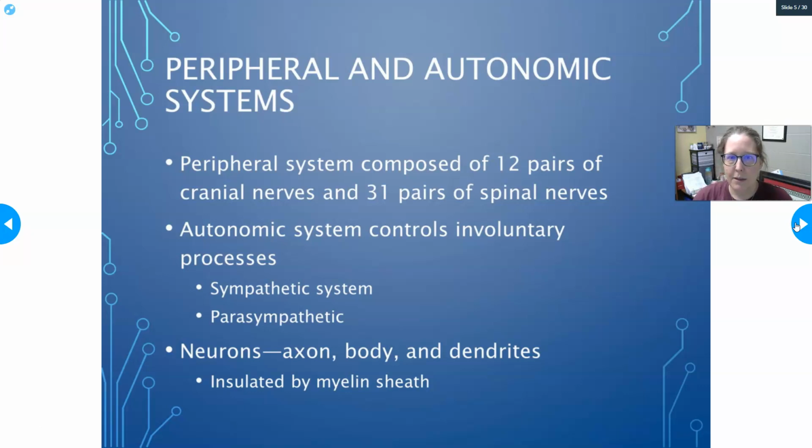So, a little bit about the peripheral and the autonomic nervous system. Again, the peripheral nervous system is composed of 12 pairs of cranial nerves and 31 pairs of spinal nerves. All of these come out from the central nervous system, again bringing information in and out of your body. The autonomic nervous system, as we mentioned already, controls your involuntary processes, but it can be further subdivided into sympathetic and parasympathetic. Within any body system, sympathetic and parasympathetic are always going to have opposite effects, but we're still within autonomic, so things that we don't voluntarily control.